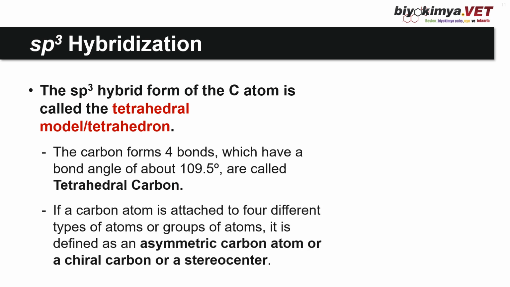If a carbon atom is attached to four different types of atoms or groups of atoms, it is defined as an asymmetric carbon atom, or a chiral carbon, or a stereocenter.